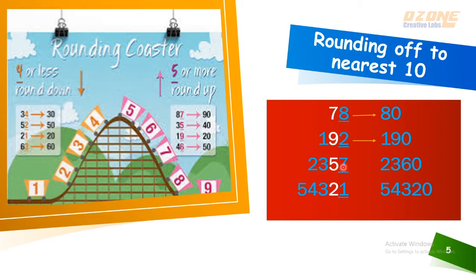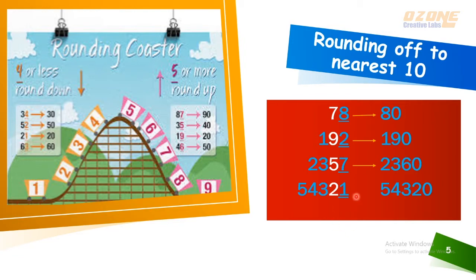Next is 2357. So the unit place is 7, which is greater than 5. So to make it 0, we'll change the previous number to plus 1. That is, the previous 5 will become 6. So 2360 will come.